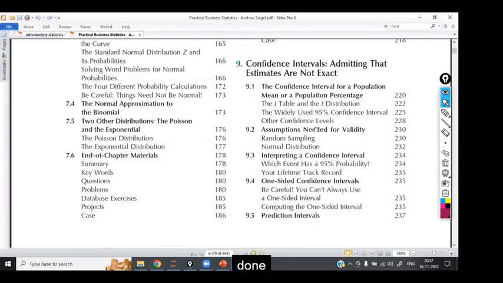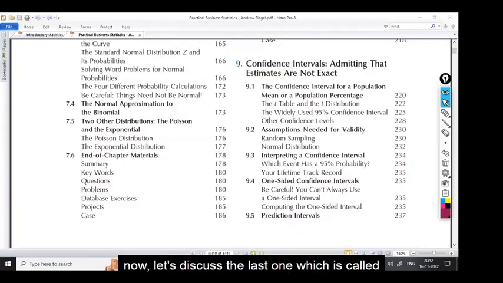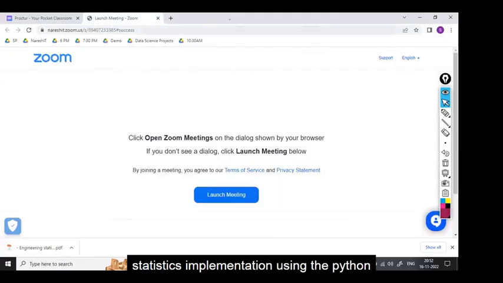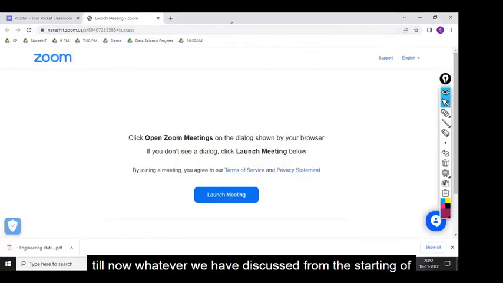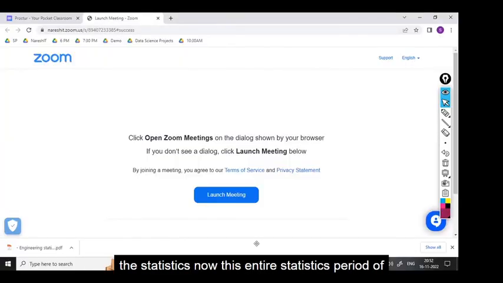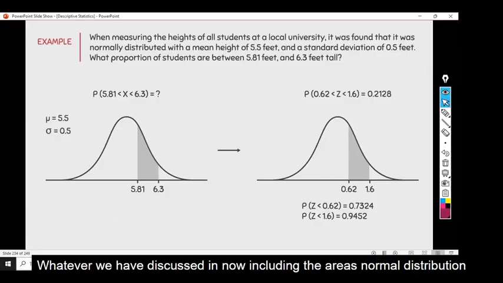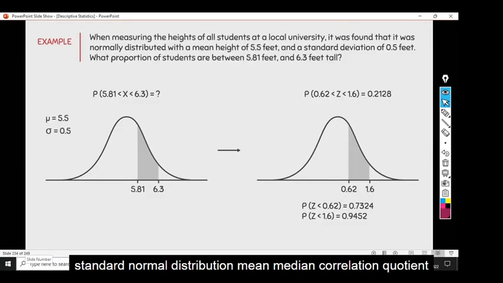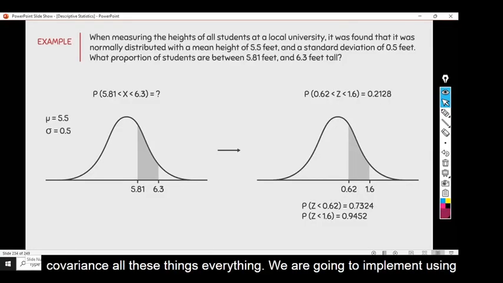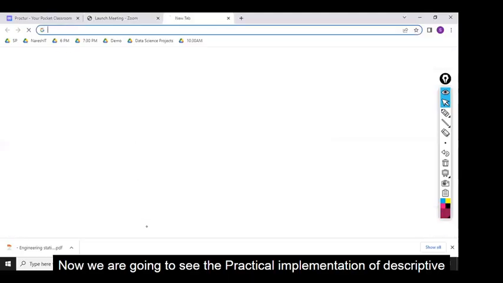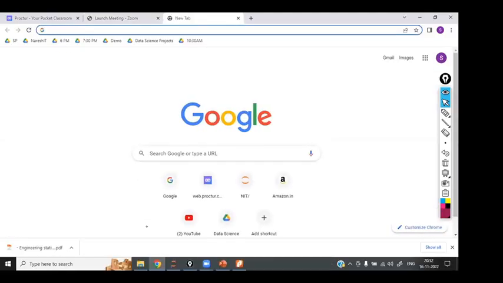Is that clear? Done? Now, let's discuss the last one, which is statistics implementation using Python. Till now, whatever we have discussed from the starting of statistics, this entire statistics PDF PPT of 249 slides, including the areas, normal distribution, standard normal distribution, mean, median, correlation coefficient, covariance, all these things, we are going to implement using Python. Now we are going to see the practical implementation of descriptive statistics using Python, right? Should I start? Yes.